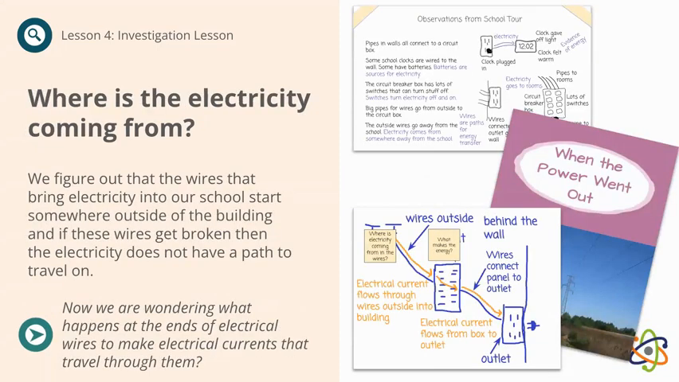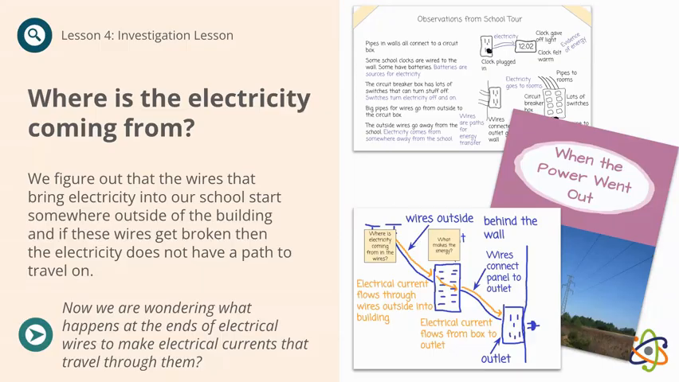So in our lesson 4 investigation, we have questions about where the electricity is coming from to make our plug-in clock turn on and stay on. So we tour the school with the custodian to find our answers. We trace the wires from our classroom to the school's electrical panels to the power lines coming in from outside. We make connections between our observations and the ideas we've been figuring out so far.